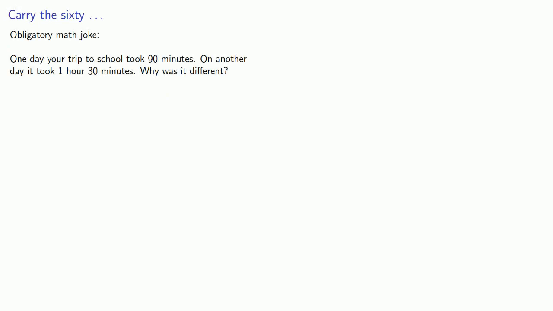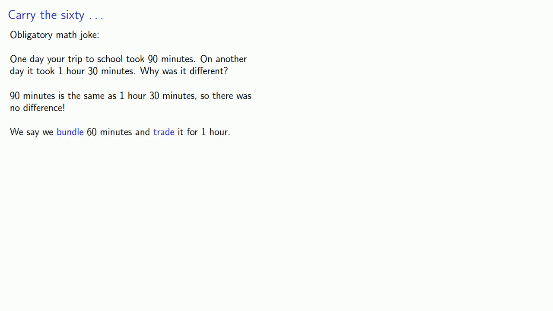So at this point, the following math joke is obligatory. One day, your trip to school took 90 minutes. On another day, it took 1 hour and 30 minutes. Why was it different? And, in fact, 90 minutes is the same as 1 hour 30 minutes, so there was no difference. And we say that we bundled 60 minutes and trade it for 1 hour.